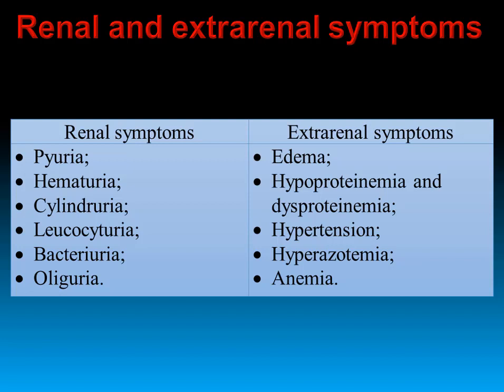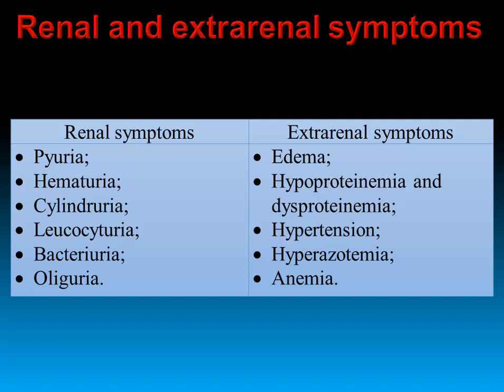Oliguria and anuria, as I told, are severe symptoms which can be detected in critical conditions like acute renal failure. Also to renal symptoms, we can add some additional variants. These variants are proteinuria. Proteinuria, as we can understand from the name, is the presence of some amount of protein in the urine. Usually, protein in urine is absent.